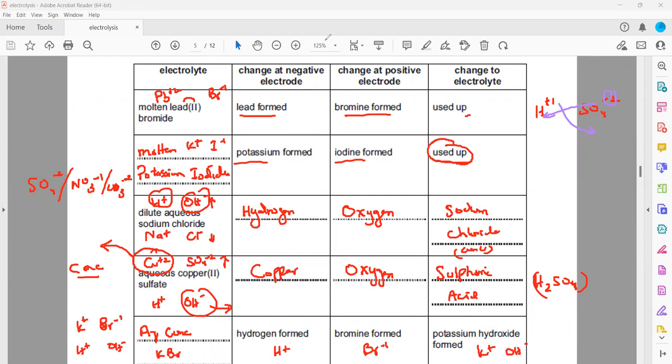The potassium ions and hydrogen ions: hydrogen is less reactive, so hydrogen will move. That's why hydrogen is formed. And because it's a concentrated solution, here you have to mention it, because if it were dilute, then OH would move. But it's concentrated, so Br will move. That's why Br is moving. And what we are left with is KOH, so potassium hydroxide will be the final product.